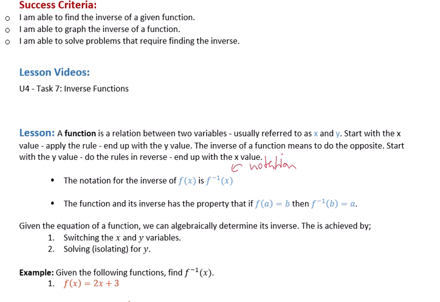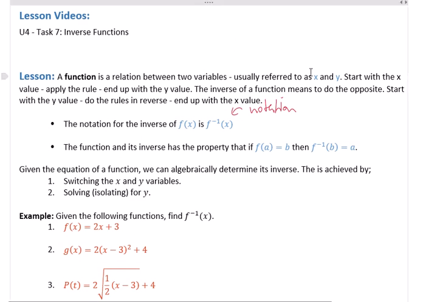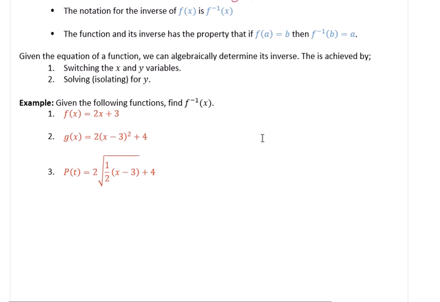The function and its inverse have the property that if f of a, so if you plug the value a into your equation and you get b, if you plug b into your inverse, it's going to give back a. It does the reverse. It tells you, if you had used this value, this is what you would have gotten. So given the equation of a function, we can algebraically determine its inverse. This is achieved by switching the x and y values and then solving or isolating for y. So really what we're doing is we're changing the x to y, making it y to x.